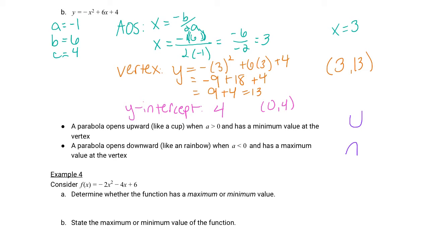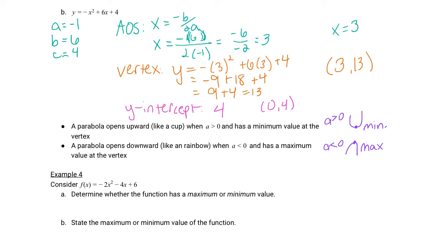Opens up, there's a vertex at the bottom, and that's a minimum. That means there is a place where no other points go below. If it opens downwards, that means a is negative. This one, a is greater than 0. This one, a is less than 0. There's a point that no other points will go above, and that's a maximum.